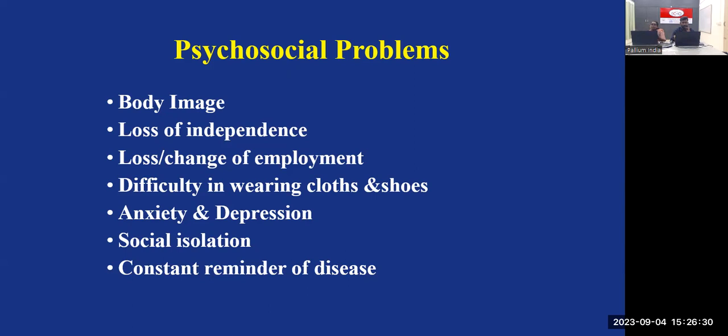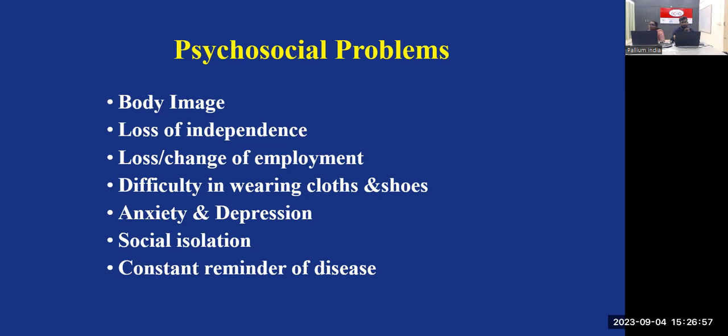There is also difficulty in wearing clothes and shoes. Just imagine ready-made clothes and shoes, which are similar on both sides. Here one limb is abnormal and one limb is normal, so they are not able to wear these kinds of clothes and shoes. They will be anxious and depressed: why has this happened to me, and what is next? These kinds of questions will be there.